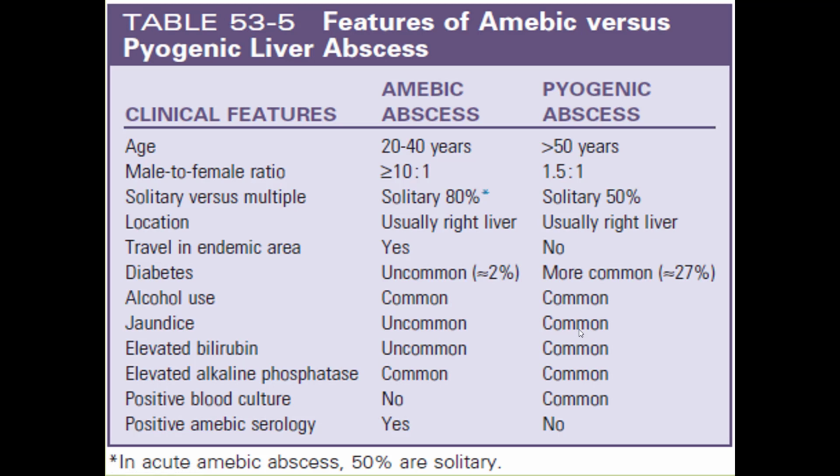of pyogenic abscess is the hepatobiliary route. That's why jaundice is much commoner in it, while in amoebic liver abscess only the size is usually the problem, causing compression over the hepatobiliary tree and causing jaundice. Otherwise it's not common. And that's the reason bilirubin is not as elevated as in the pyogenic abscess.